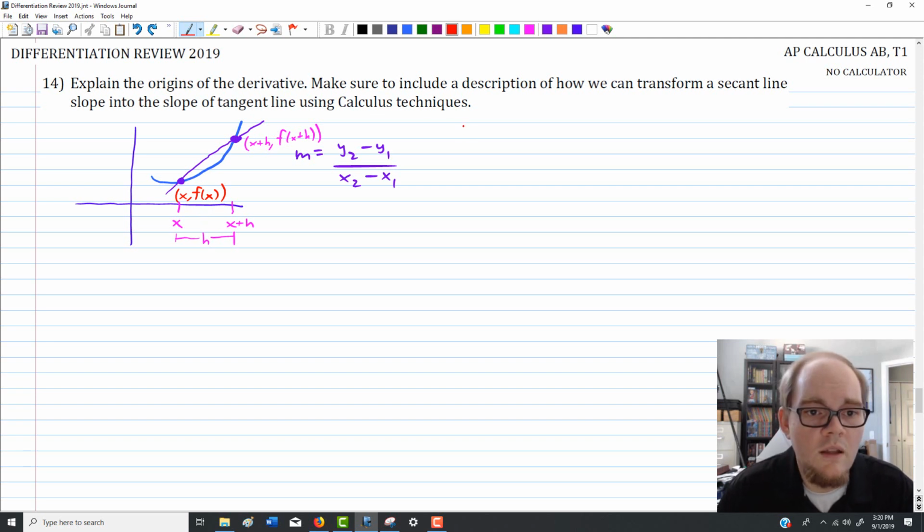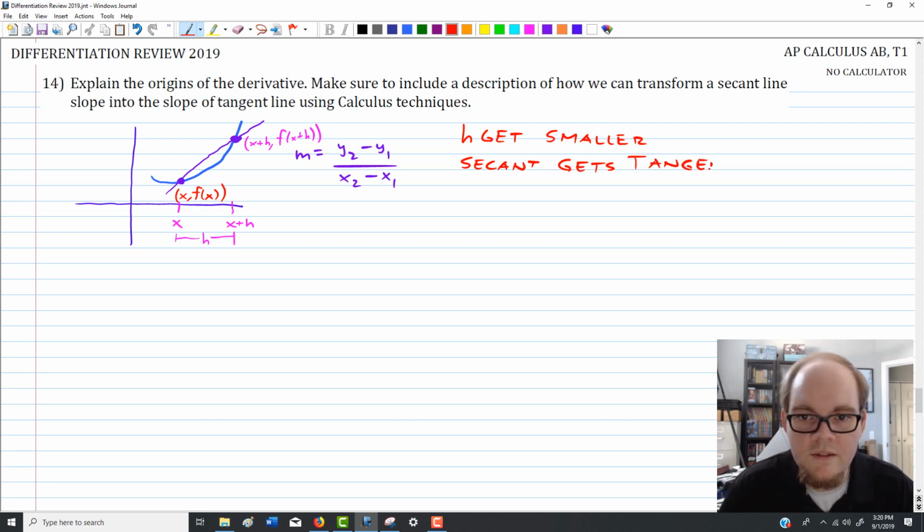We're trying to let h get smaller in order to make it so that our secant line gets more tangent. And again, I'm using poor words here, but the idea is the same. So in order to finalize that process, what we start with is the reality of where we began.